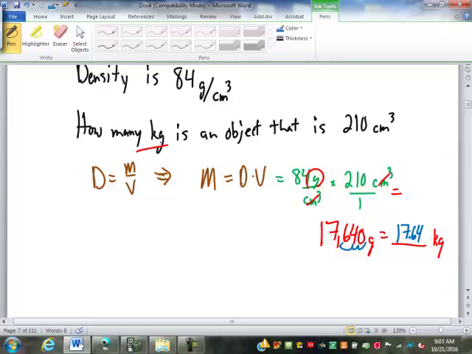So this was asked for in kilograms. I moved my decimal point to get from grams to kilograms. I moved my decimal point 3 spots to get me 17.64 kilograms.